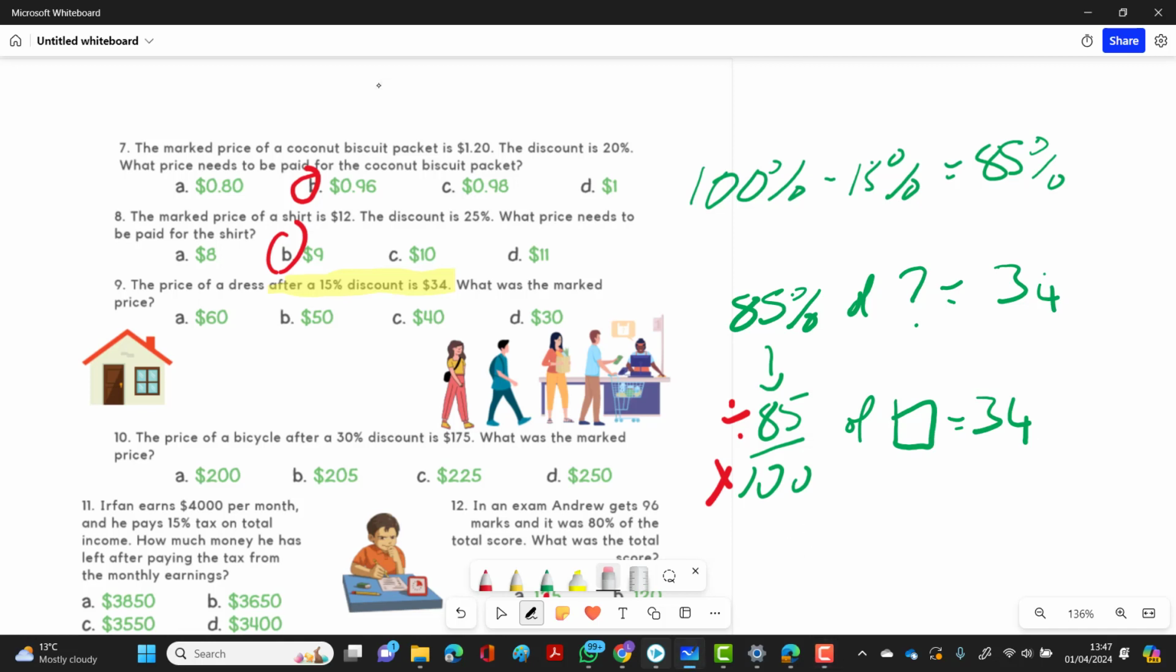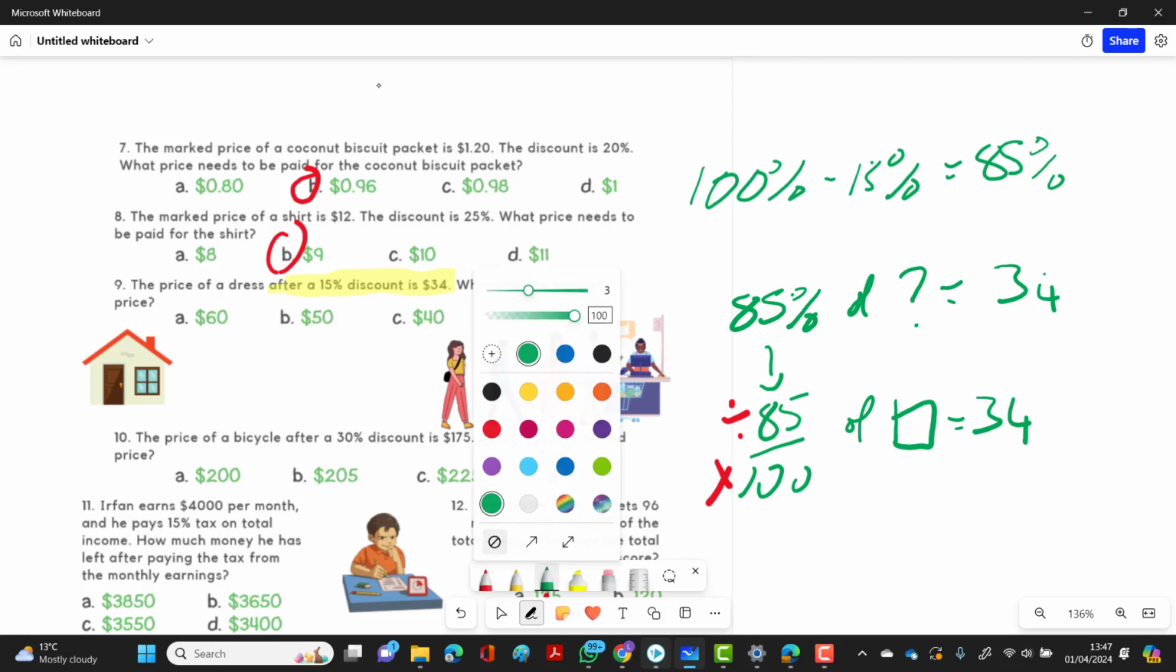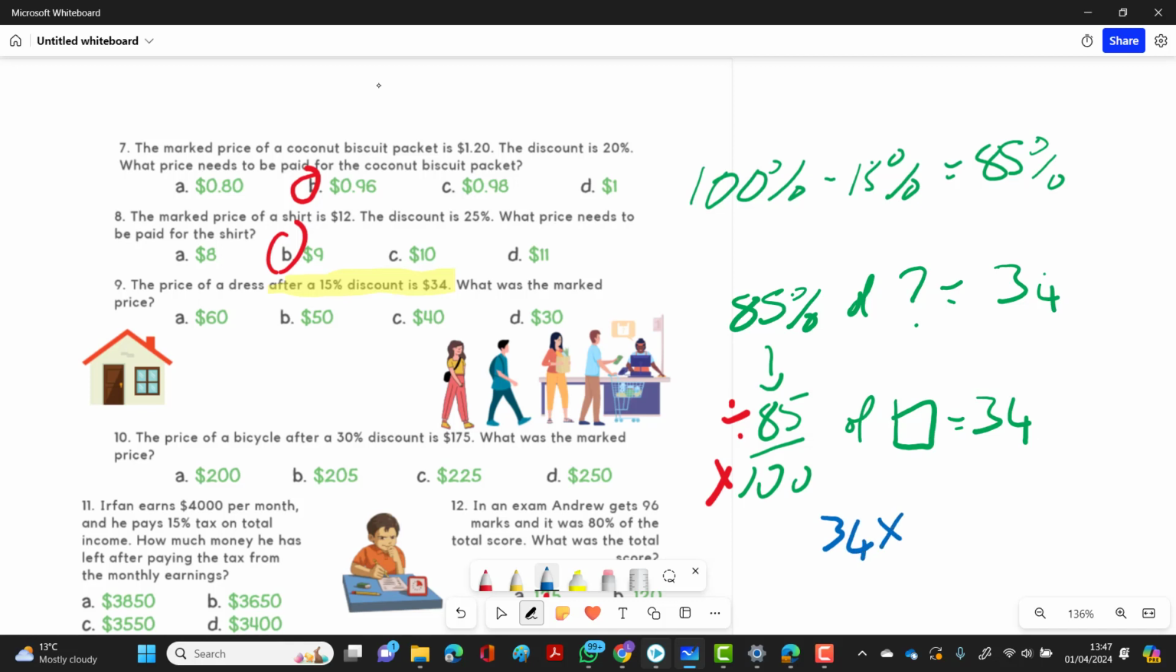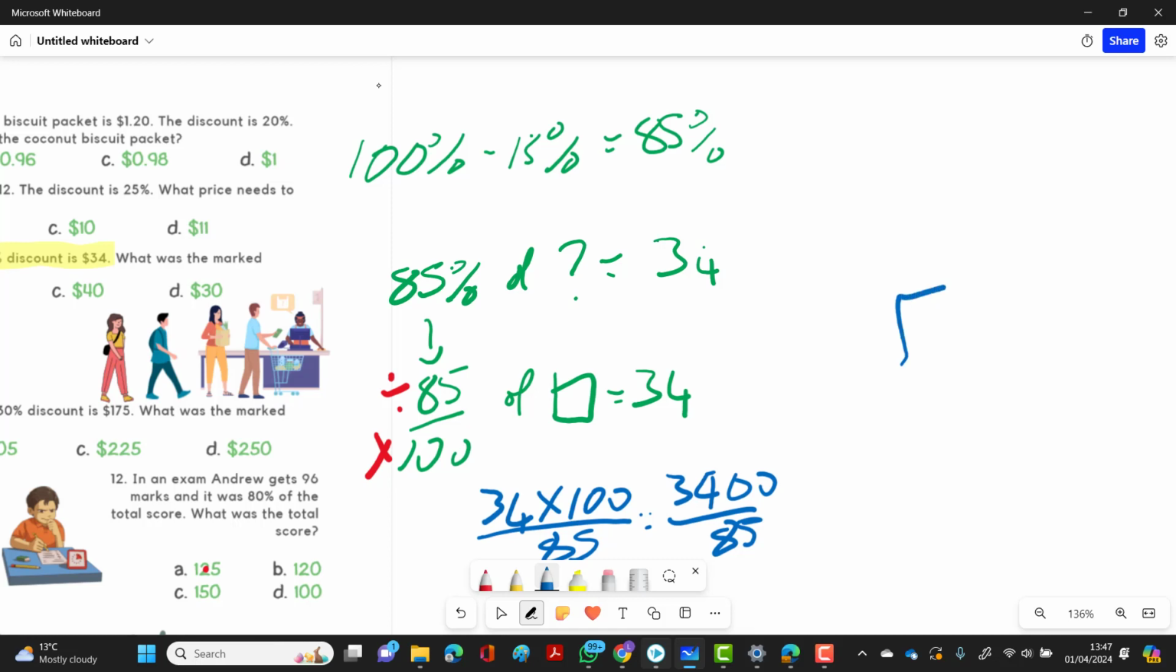So that equals 34 times 100 divided by 85, which is 3,400 divided by 85. Let's do that here. When you're doing double digits, you're going to have to guess how many times 85 goes into 340. Roughly that's 80, and that's roughly 34. Maybe you could try 320. So 340 is roughly 320. So we could try 4.